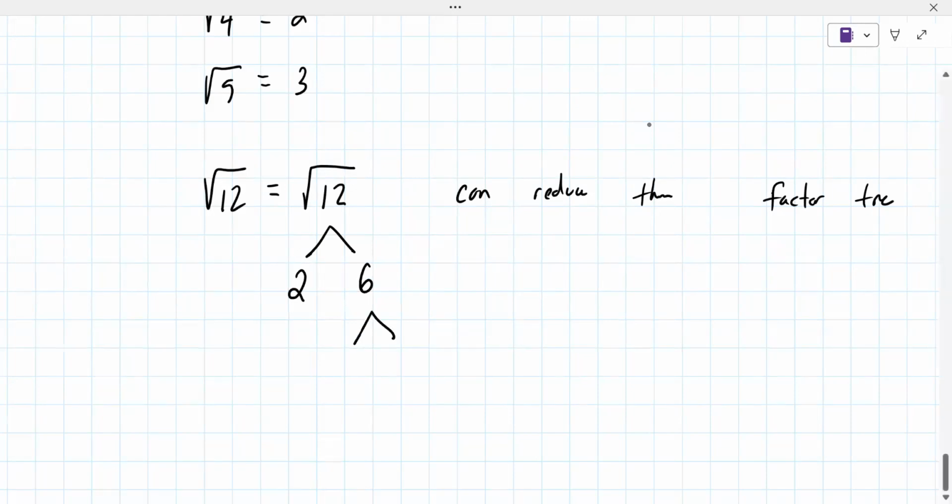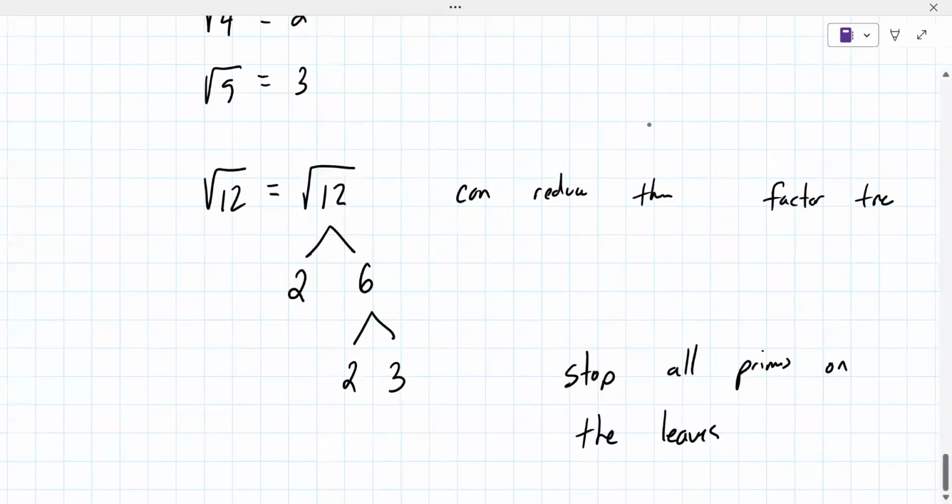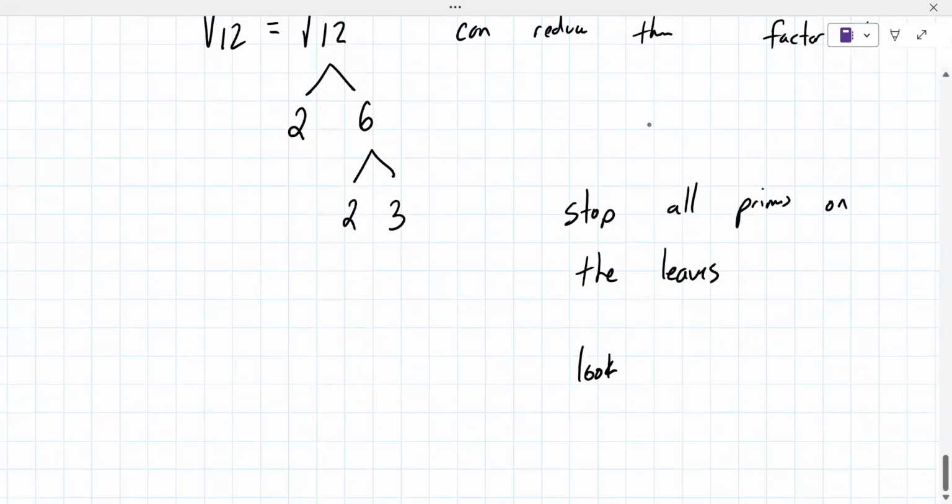And just like most things in life, if it worked, you try it again. Does 2 go into 6? Yeah. Times 3. Now you stop when you have all prime numbers on the leaves. Next thing you do is you look for pairs.